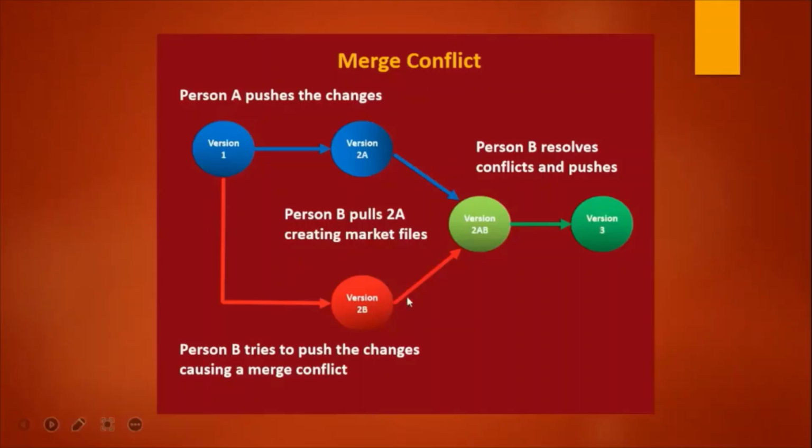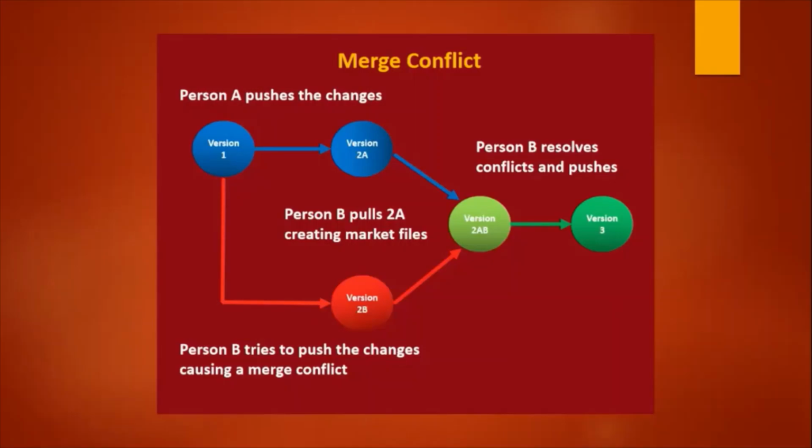Now we will see the most important use case, merge conflict. In this diagram, person A made some changes and pushes the changes to the remote repo. Person B, without pulling the changes from the remote repo, is trying to make some changes and pushes the changes to the remote repo. So it causes a merge conflict, and person B explicitly performs some changes on the file and pushes the code to the remote repo. So this resolves the merge conflict.